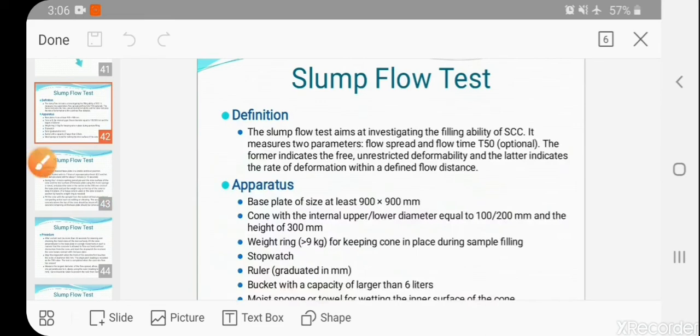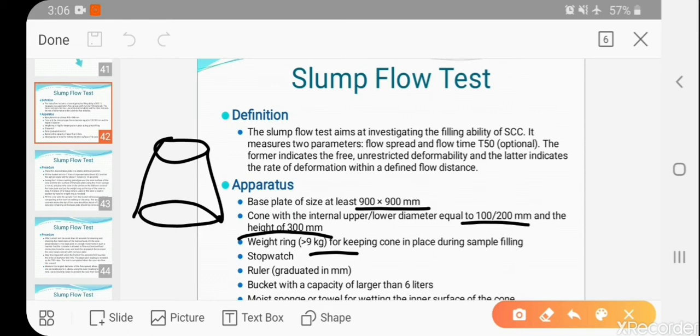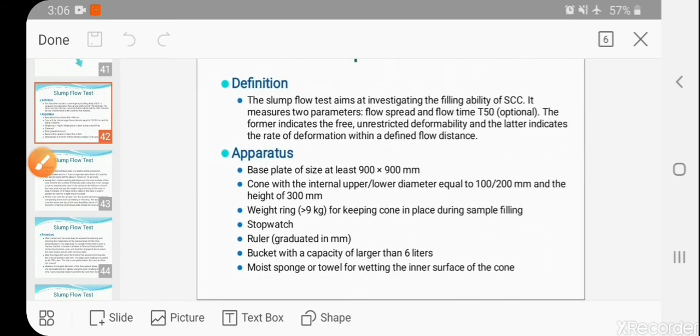Apparatus, what apparatus are used? Same apparatus that we have used in the determination of workability in the slump test. Base plate of size 900 by 900, cone with an internal upper diameter 100, lower diameter 200 mm and the height is 300 mm. As I already told, these will be the dimensions, and the weight of the ring will be greater than 9 kg. And the most important thing is the stopwatch. Here we are considering the stopwatch. In the previous experiment we did not consider the stopwatch. And the next ones are ruler, bucket with a capacity of larger than 6 liter, moist sponge.